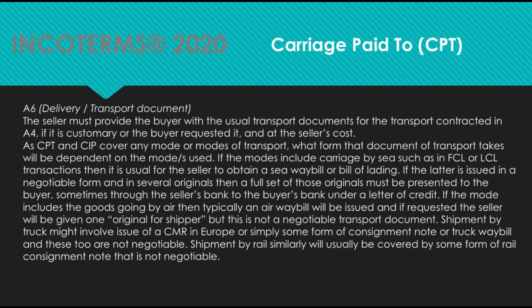If the mode includes the goods going by air, then typically an airway bill will be issued, and if requested, the seller will be given one original for shipper, but this is not a negotiable transport document. Shipments by truck might involve issue of a CMR in Europe or simply some form of consignment note or truck waybill, and these too are not negotiable. Shipment by rail similarly will usually be covered by some form of rail consignment note that is not negotiable.